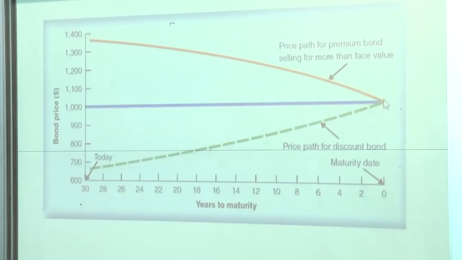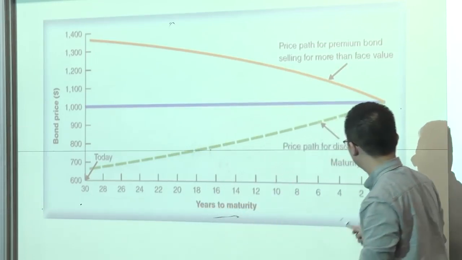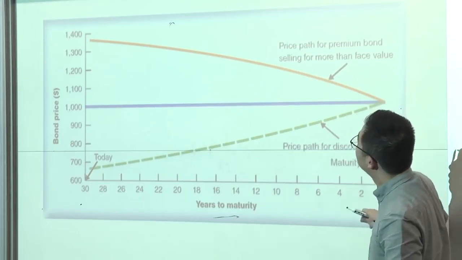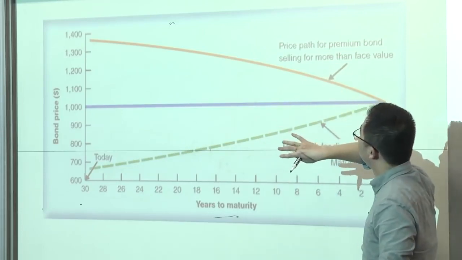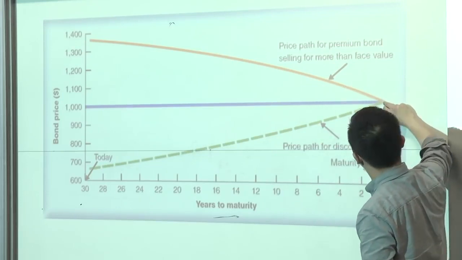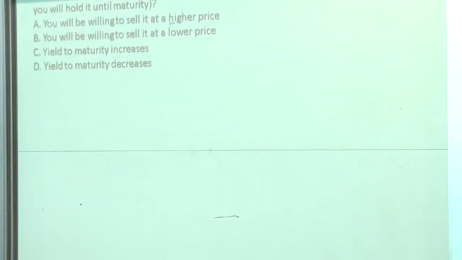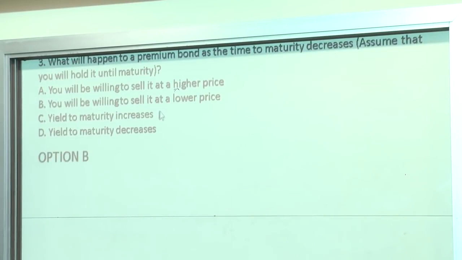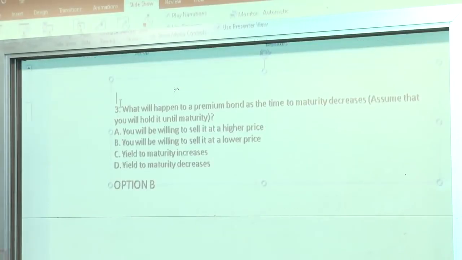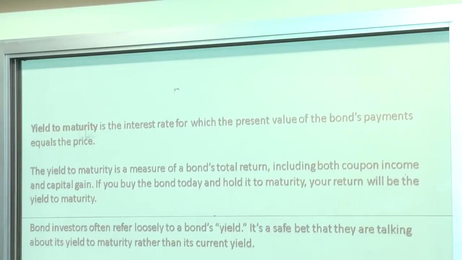Okay. And this graph is important. If time goes on from 30 years to maturity, time goes in this direction, from 30 years to 0 to maturity, the bond price should move in this pattern. No matter whether it is a discount bond or a premium bond, their price should all move closer toward the face value of 1,000. What happened to a premium bond as time to maturity decreases? Its price is going to be decreasing, right? It's B.